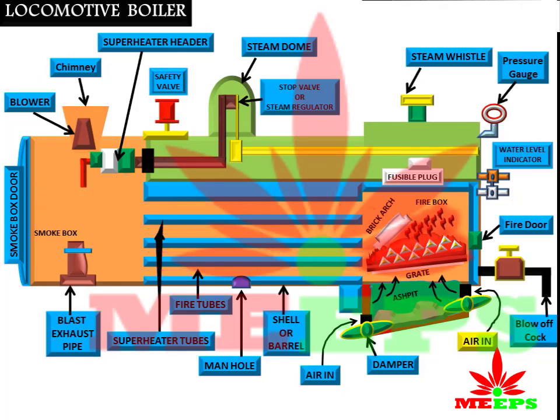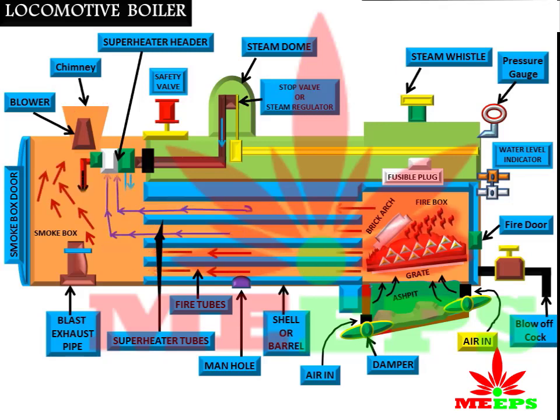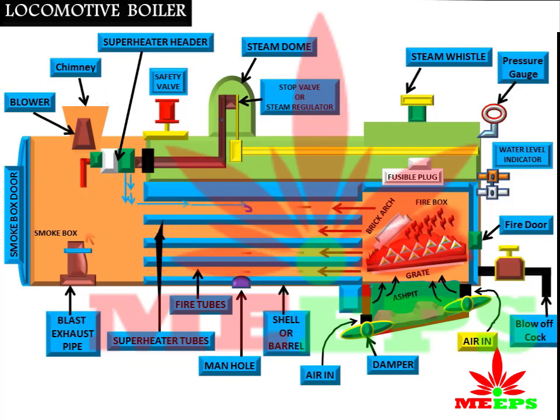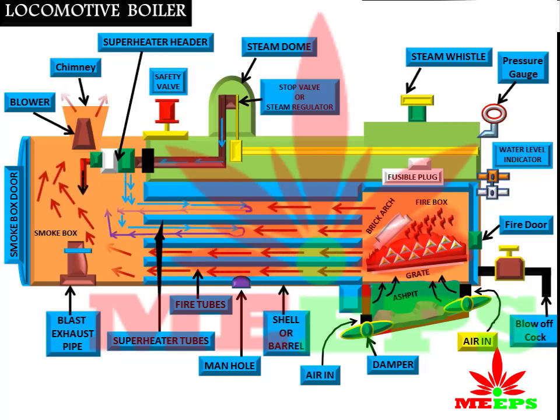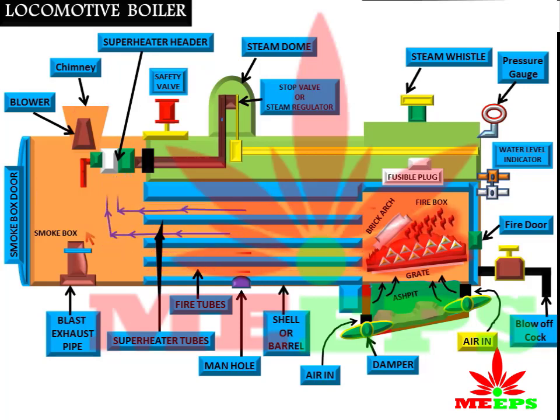And in this boiler, natural draught cannot be obtained because it requires a very high chimney which cannot be provided on a locomotive boiler, since it has to run on rails. Thus some artificial arrangement has to be used to produce a correct draught.